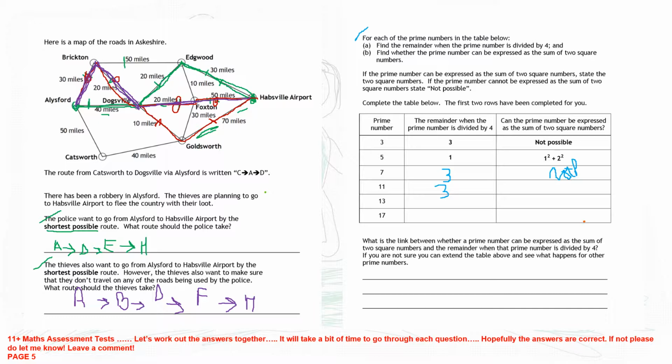So again, this is not possible, I think, because 4 square is 16, and before that we have 3. 3 square is 9. 9 plus 1 is 10. So 1 square plus 3 square is 10. And this is 11. And 9 plus 4 is 13. So the next one is possible, which is 3 square plus 2 square, 9 plus 4.